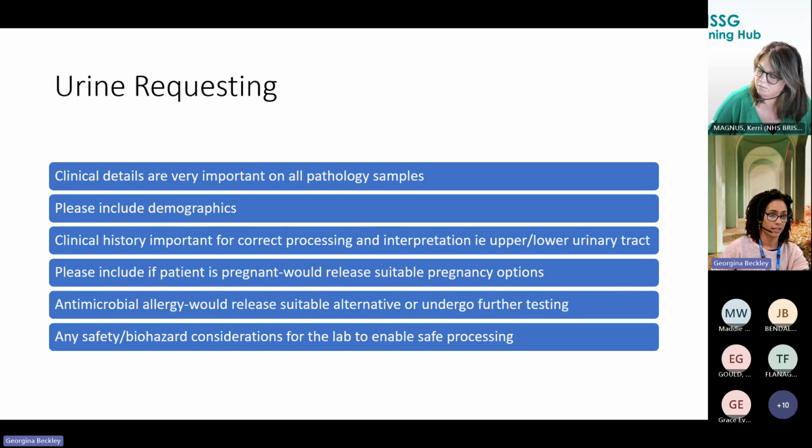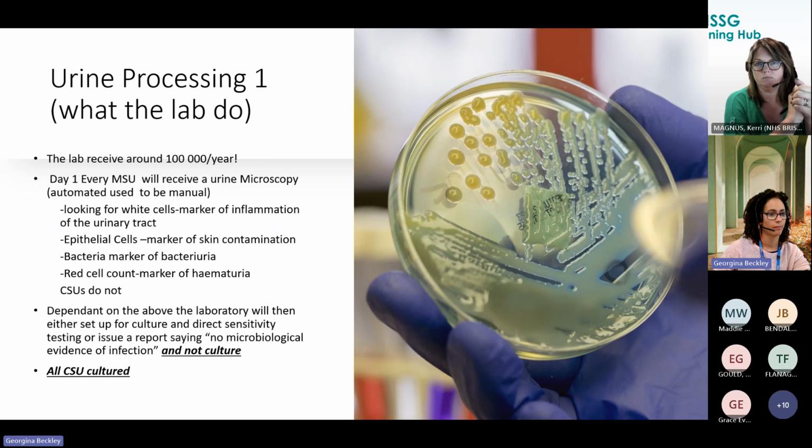Other useful things are, again, antimicrobial allergy as well, so we can release the antimicrobials that are useful for your population, and any safety or biohazard considerations for the lab to enable safe processing. Again, particularly travel history is really important as well. Very, very rarely we isolate quite infectious bugs from urine samples.